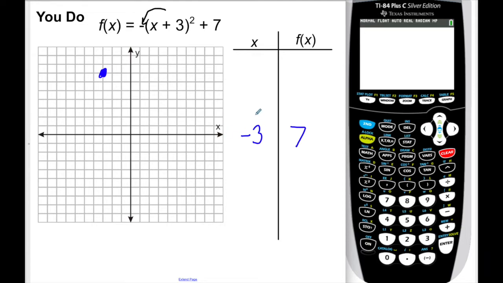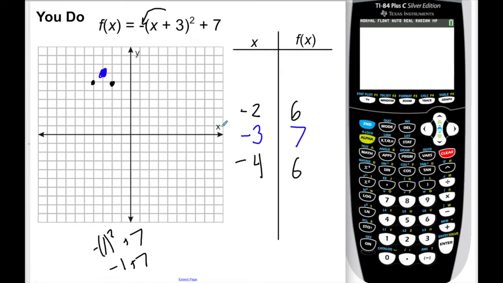All right, so I need to plug in 2 numbers around -3. What should I choose? Well, 2 good ones would be -2 and -4. Those are both 1 away from -3, right? I go up by 1, I go down by 1. So therefore, their y's must be the same. So I plug in -2 plus 3, I get 1. 1 squared is 1. Making it negative makes it -1. And 1 plus 7 is 6. And then I will get the same thing if I plug in -4.